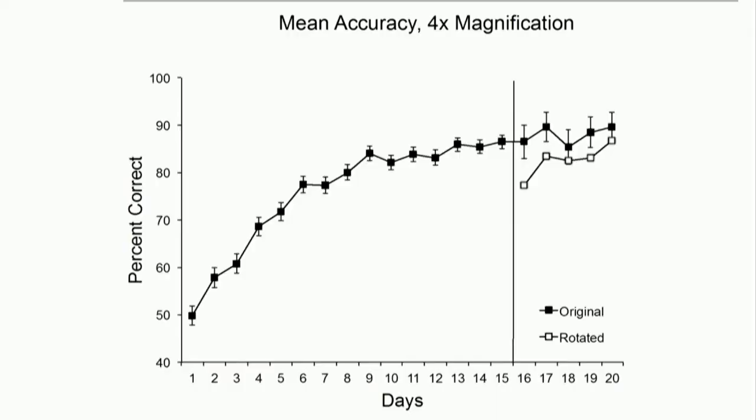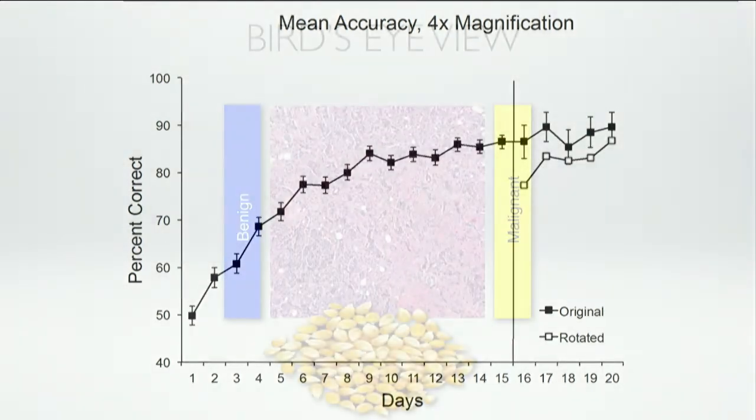Pretty amazing. And you can see here at the beginning, they got half of it right. At the beginning, they're 50% right. It's just a guess, but within a 2-week period, they were hitting 85 to 90% accurate. And then they rotated images, thinking that the pigeon might have memorized something. And you can see these pigeons nail it every time. They want that seed. All right?